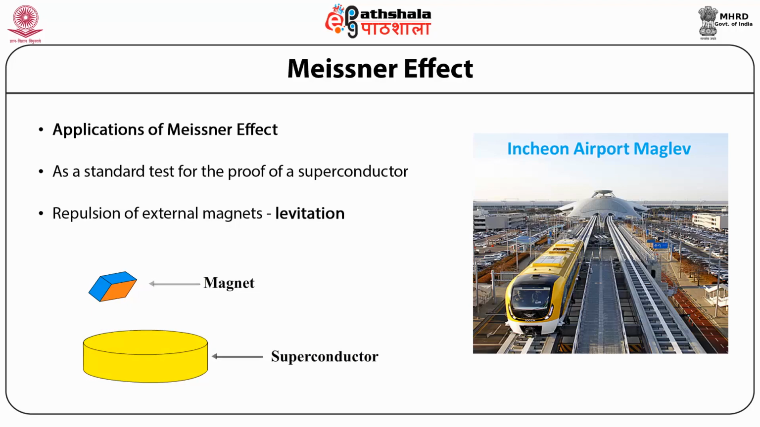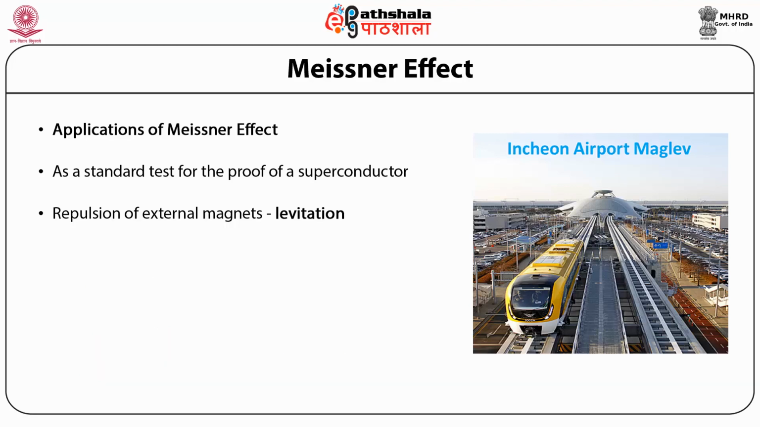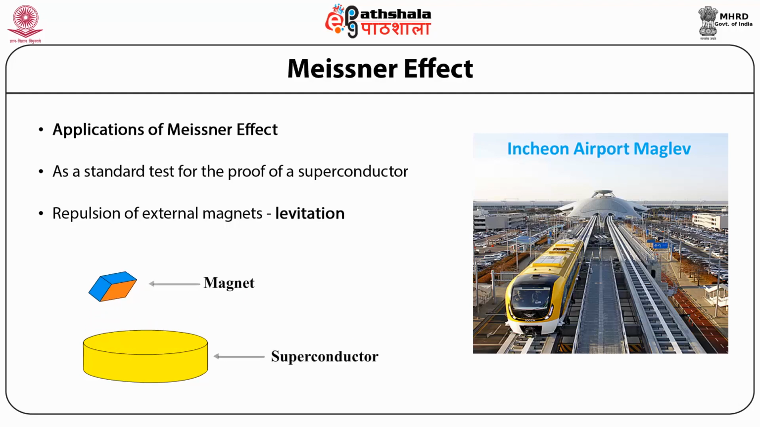The best example we can look at is the Maglev train, which is based upon this Meissner effect. With superconductors, there is a clear-cut technological use: to reduce the friction there is basically minimum loss, so it increases the speed of the train if we achieve this superconducting state. This is the best application of the Meissner effect.